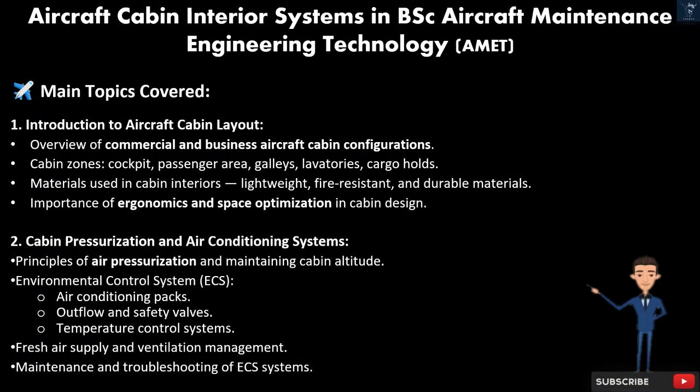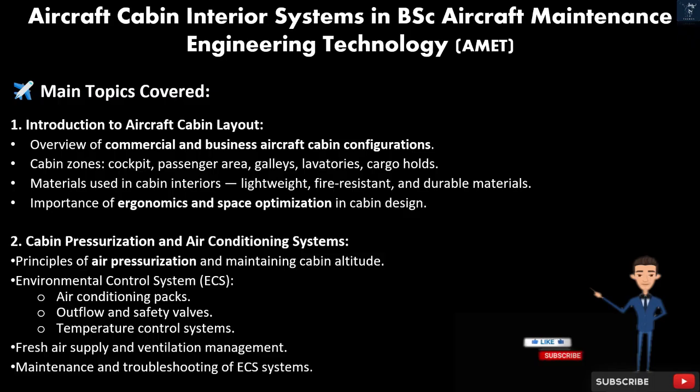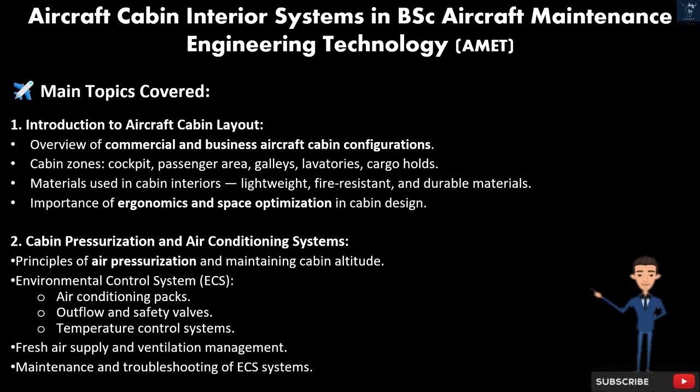Main topics covered. 1. Introduction to aircraft cabin layout. Overview of commercial and business aircraft cabin configurations. Cabin zones: cockpit, passenger area, galleys, lavatories, cargo holds. Materials used in cabin interiors: lightweight, fire-resistant, and durable materials. Importance of ergonomics and space optimization in cabin design.